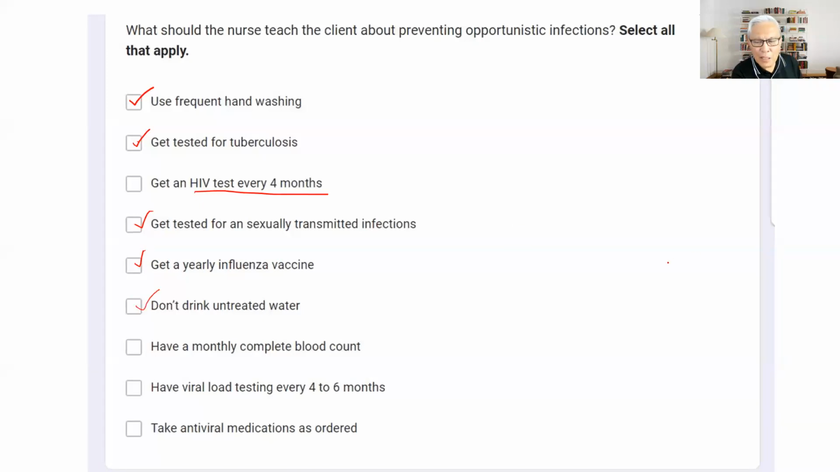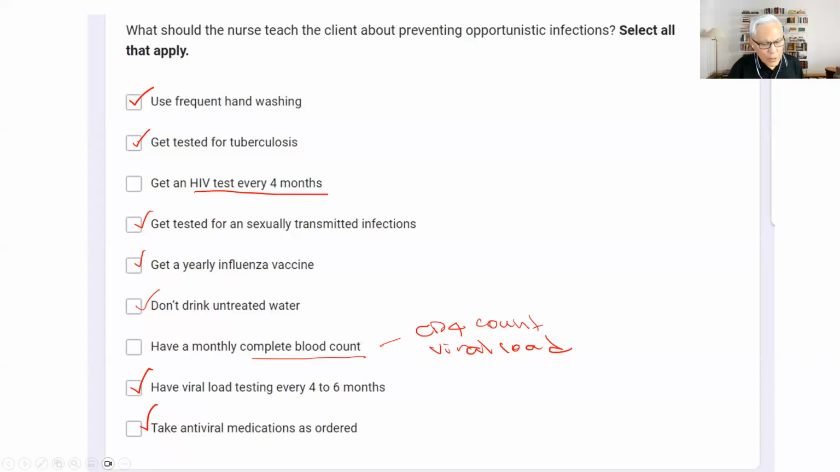Have a monthly complete blood count. Again, this is not necessary. Okay, so instead of the CBC, it should be either a CD4 count or your viral load. That's the one that we have to monitor. All right, have viral load testing every 4 to 6 months. That is correct. And of course, taking your antiviral medications as ordered is also going to be correct.